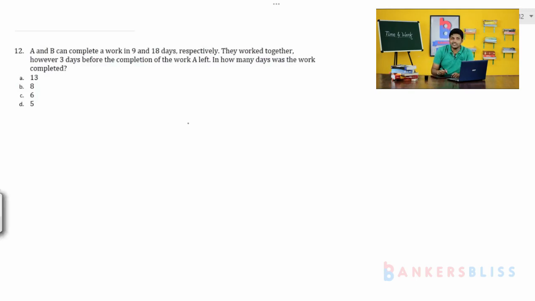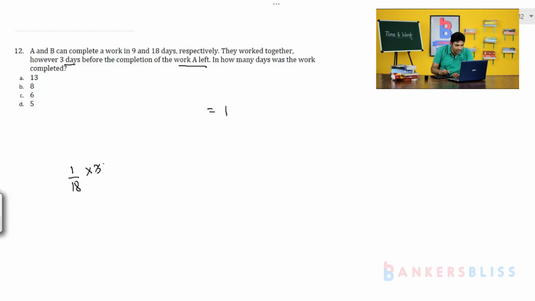See here, one thing we know, at the end of the day, 100% of the work is completed, that is 1. Now, 3 days before the completion of the work, A left. See, this is the important data. Means what? In the last 3 days, B worked. Per day, B is working 1 by 18.